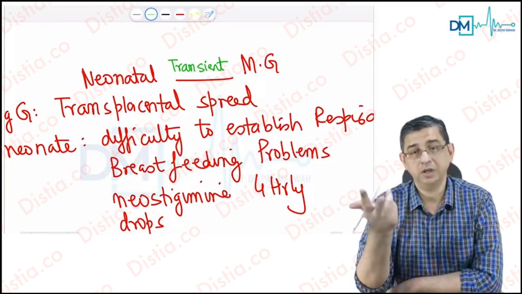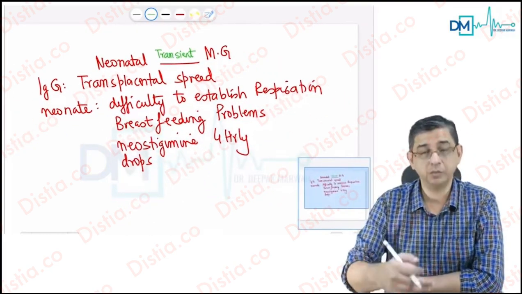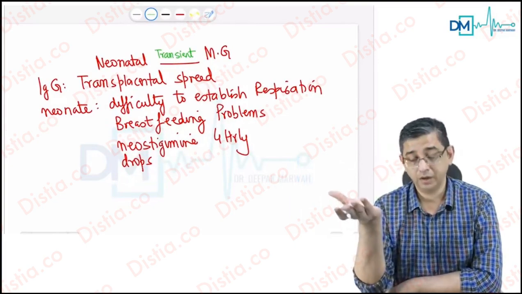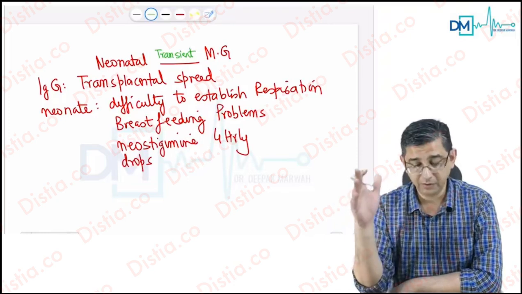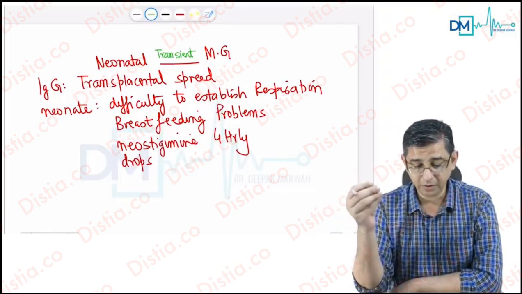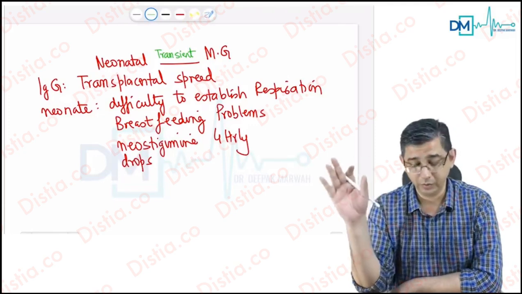But the missing link is that because the antibodies will be destroyed by the immune system of the baby, the disease is self-limiting, and after 4 weeks of life no medicines are required for this child. So the drug of choice for neonatal transient myasthenia gravis is neostigmine, given every few hours for the first 1 month of life, and then it is goodbye to the disease forever.